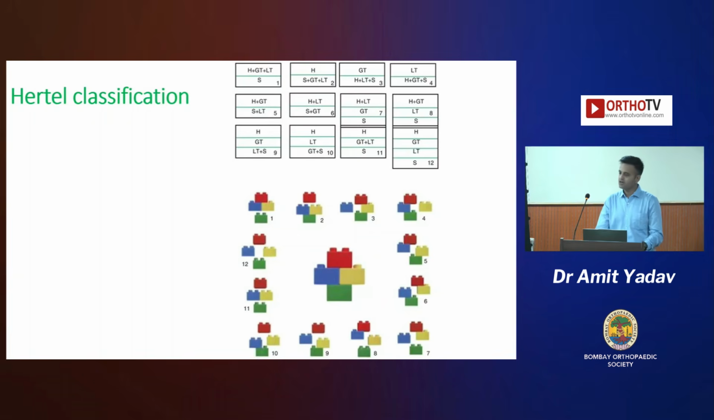After that, Hertel gave a very comprehensive classification based on the fracture fragments. So basically there are 5 fracture planes involving the GT with the head and the shaft, the LT with the head and the shaft, and the tuberosities going apart. So these are 5 fracture planes, and depending on those 5 fracture planes, you have 12 fracture patterns. So it is a very comprehensive classification, also called the Lego-based classification, but practically it is very difficult to classify the fractures as per this classification.